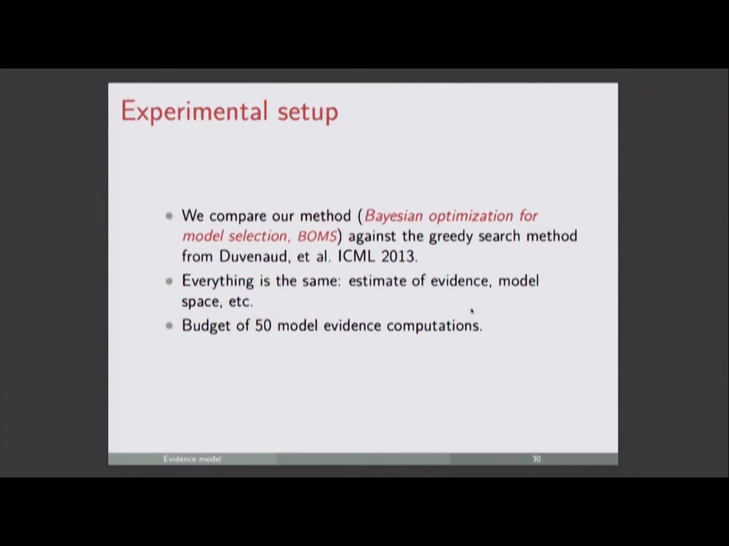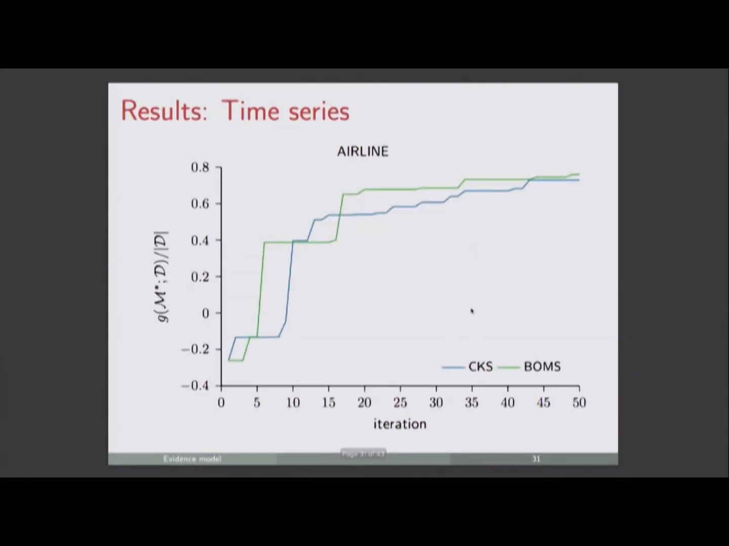We did some experiments in the paper, of course. I'm going to breeze through them in the interest of time. We compared this method for automating the search for a good model, which we call BOMS, Bayesian optimization and models for model selection, against a previously proposed greedy procedure. Everything was exactly the same, except how we explore through the model space. We tested on some one-dimensional time series data, and basically it was neck and neck. There was no real speed up.